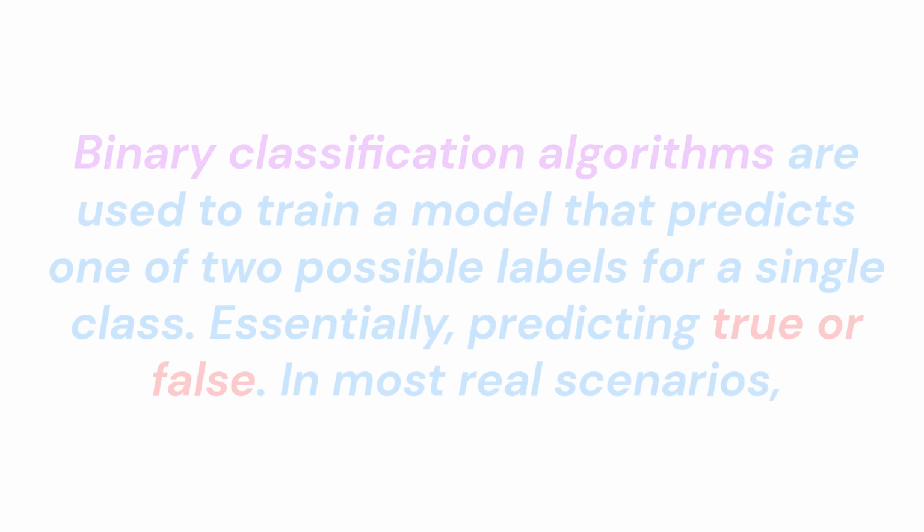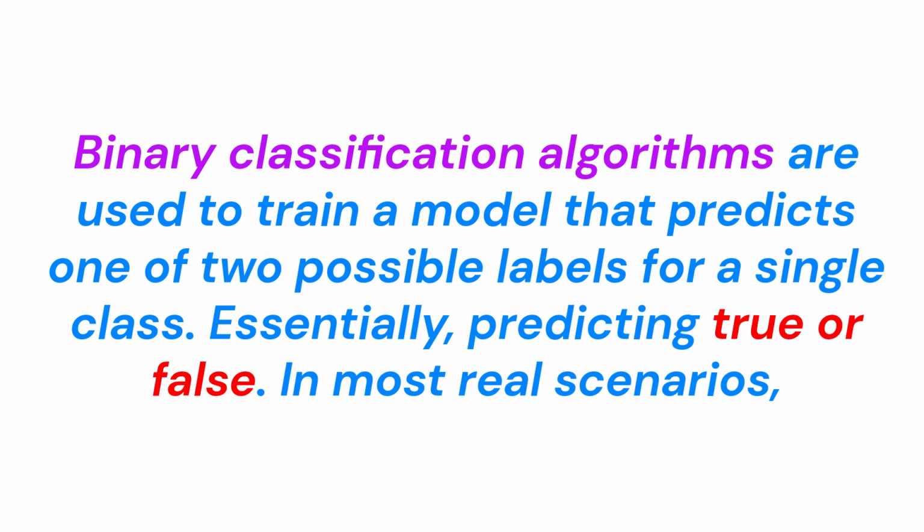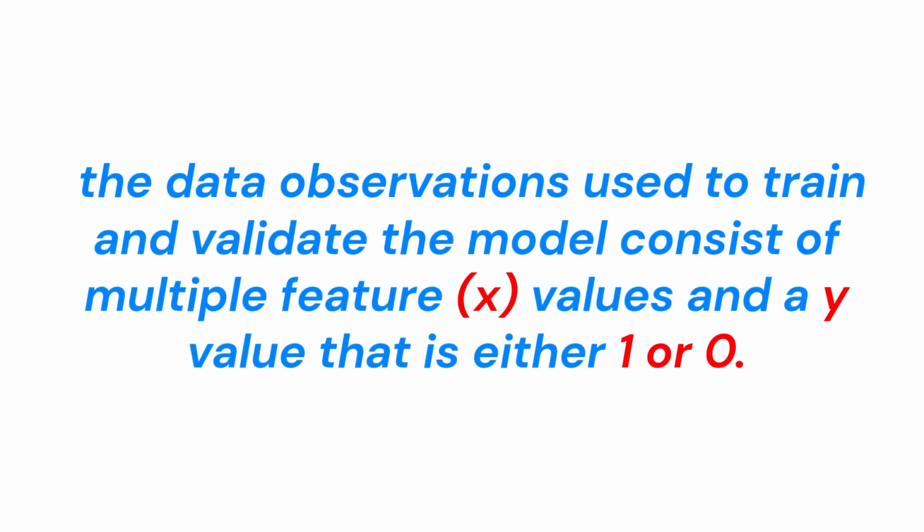Binary classification algorithms are used to train a model that predicts one of two possible labels for a single class, essentially predicting true or false. In most real scenarios, the data observations used to train and validate the model consist of multiple feature X values and a Y value that is either 1 or 0.